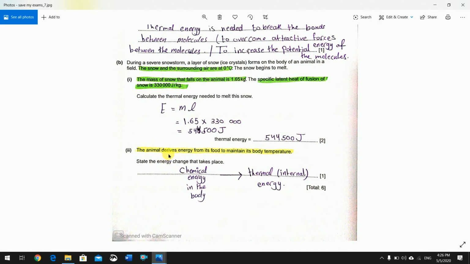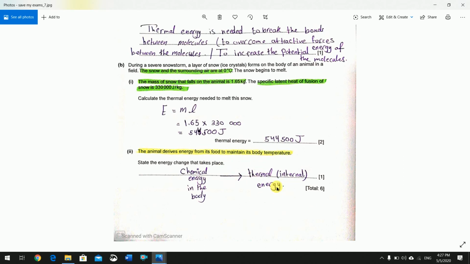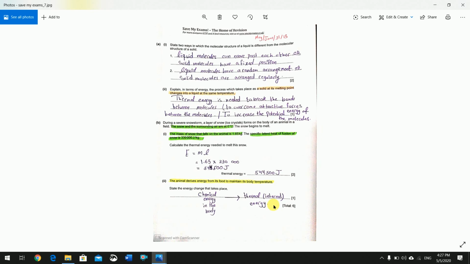Now, the animal derives energy from its food to maintain its body temperature. What is the energy change? It changes from chemical energy in the body, which is mainly from the food, into thermal or internal energy.